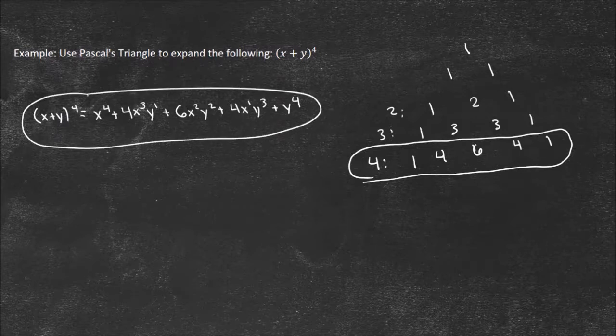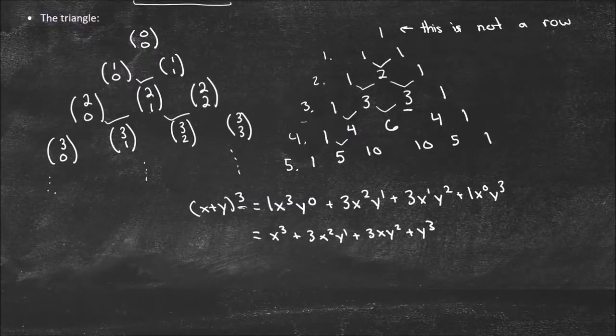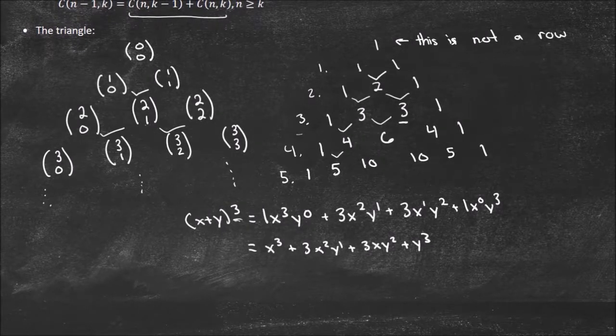As I said, it's a lot faster than the binomial theorem sometimes. So hopefully that makes sense. Hopefully you kind of understand Pascal's triangle now. The formal definition is pretty confusing, but just know how to use it in practice and you'll be good to go.